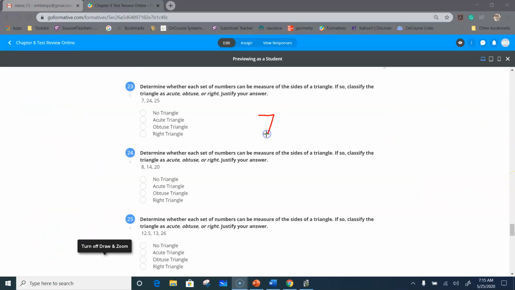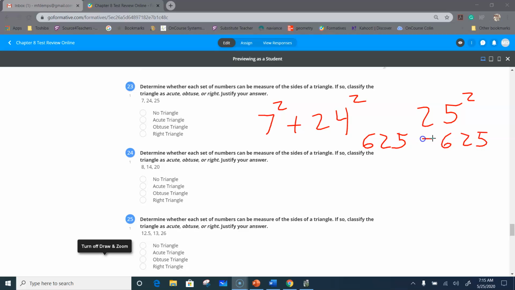I have to compare 7 squared plus 24 squared to 25 squared. So what I find when I do 7 squared plus 24 squared is 625. And when I do 25 squared, I also get 625. So because they're equal, we have a right triangle. Okay?